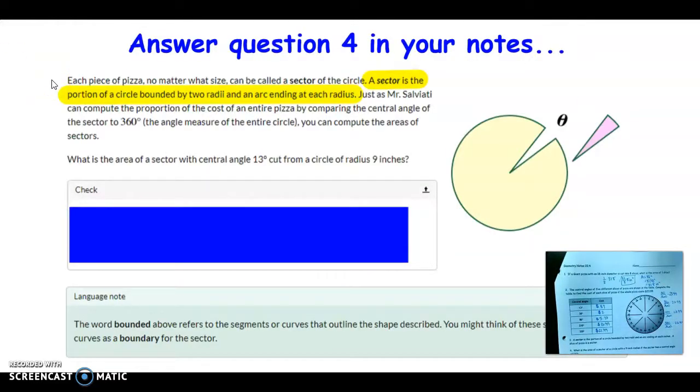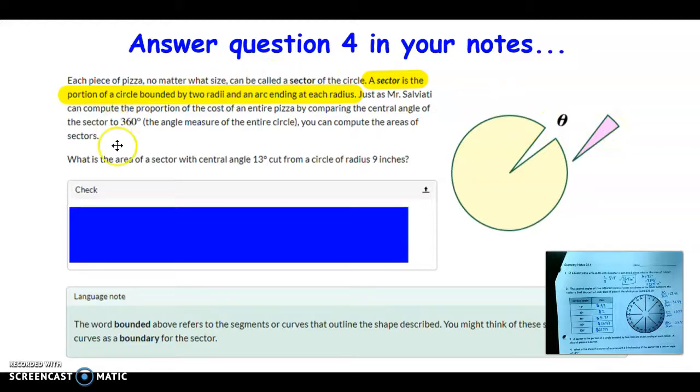All right, look at question 4 in your notes. This is giving us the definition of a sector, which is number 3 in your notes. There's nothing to fill out there. It's just filled out for you. But by definition, each piece of a pizza is what is called a sector of the circle. So by definition, a sector is the portion of a circle, so it's a part of the circle, bounded by 2 radii and an arc ending at each of those radius. So bounded just means that's the boundary. So you have 2 radii as your boundary, and then the arc that connects those 2 radii is the boundary. So this is our piece of pizza, and that is called a sector of the circle.